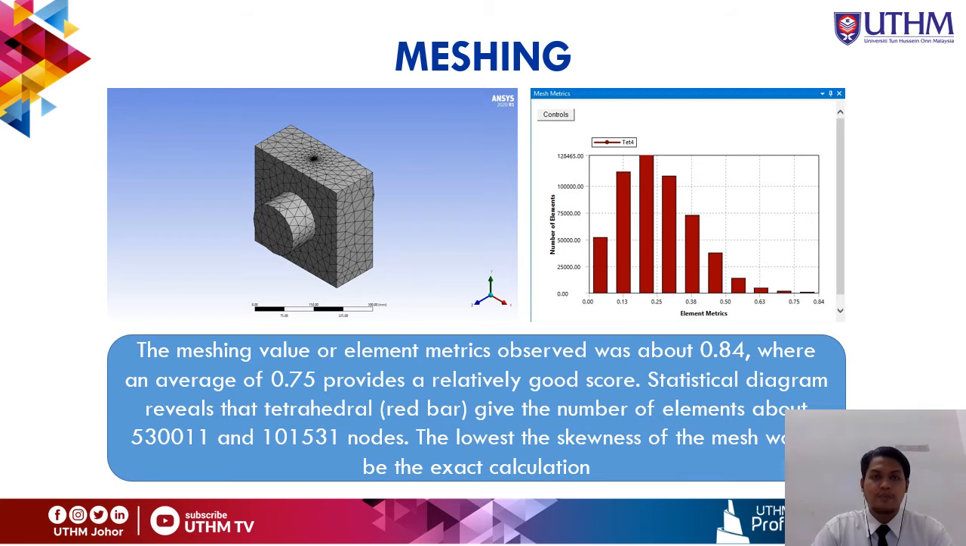These two figures are about my meshing. The meshing element metric observed was about 0.84, where an average of 0.75 provides a relatively good score. Statistical diagram reveals that tetrahedral, as you can see the red bar, gives the number of elements about 530,011 and 101,531 nodes. The lowest squareness of the mesh will be the exact calculation.